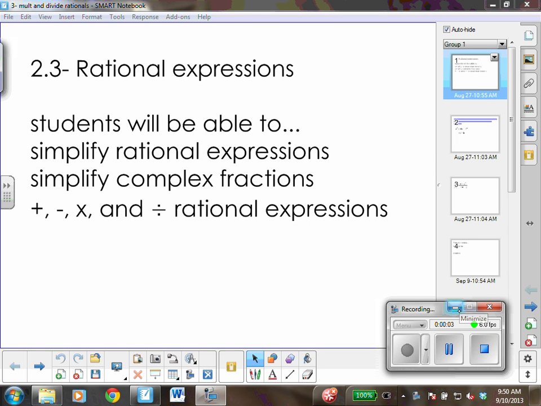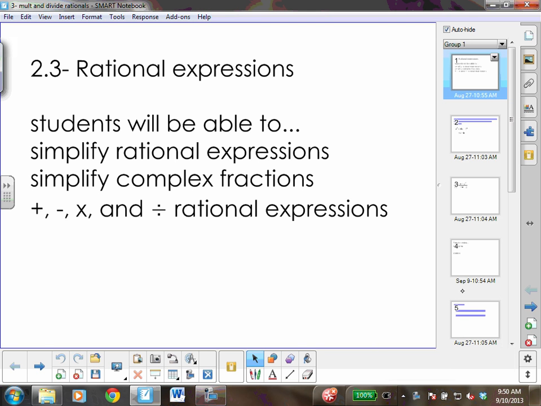Today, class, we're going to be studying rational expressions. We're going to be able to simplify rational expressions, simplify complex fractions, and add, subtract, multiply, and divide rational expressions.